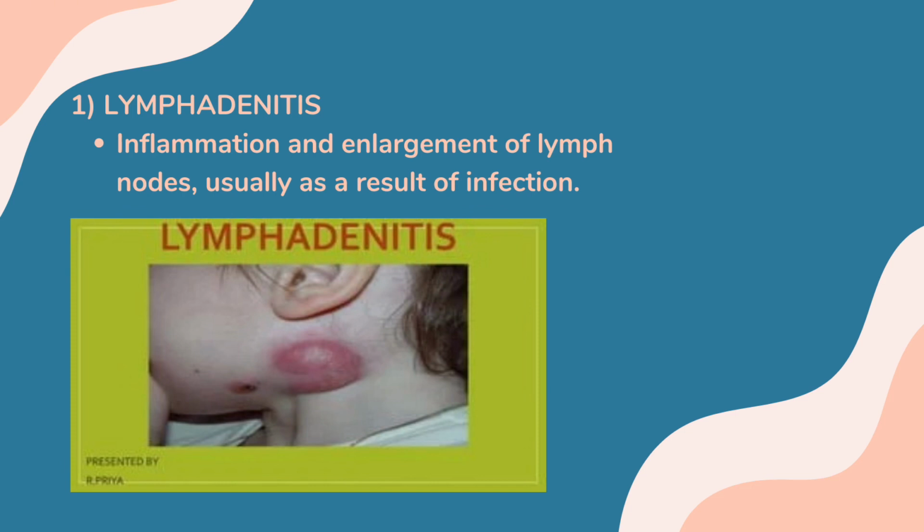Lymph nodes are usually located in our armpit, behind the ears, back of the head, side of the neck, and under the jaw and chin. Lastly, lymph nodes play an important part in the body's defense against infection.